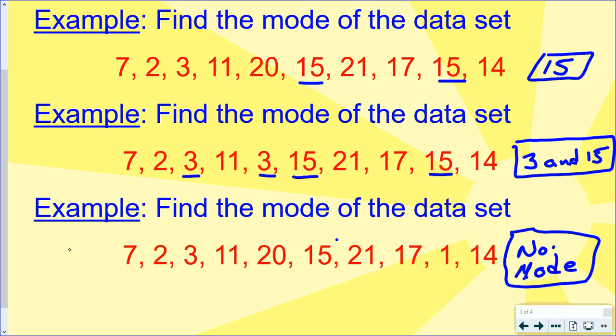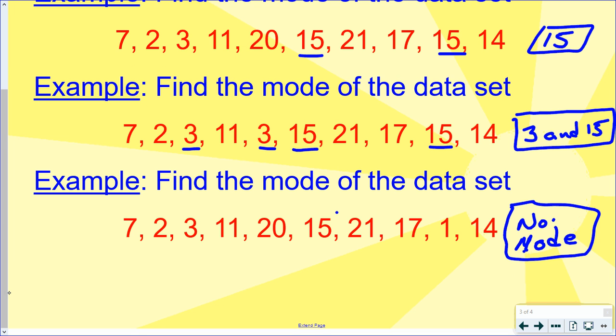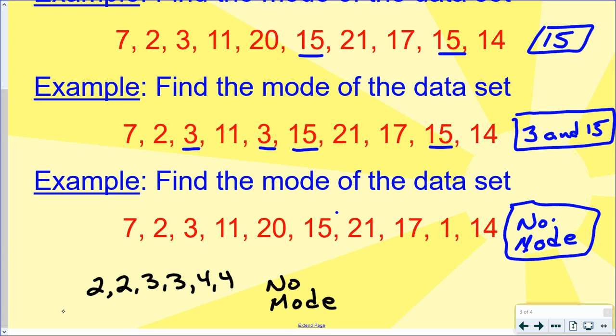And again, the one that most students have the most trouble with, write this down real quick. Let's say I have a data set that was 2, 2, 3, 3, 4, 4. Right? No numbers here occur more than any other number. So there's 2 2s, 2 3s, and 2 4s. So this one would also be no mode. Now, let's say I added a 1 here. Then my mode would be 2, 3, and 4, because 2, 3, and 4 occur more than the 1.